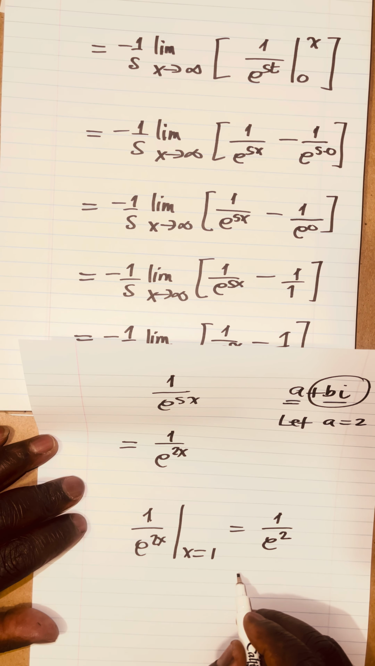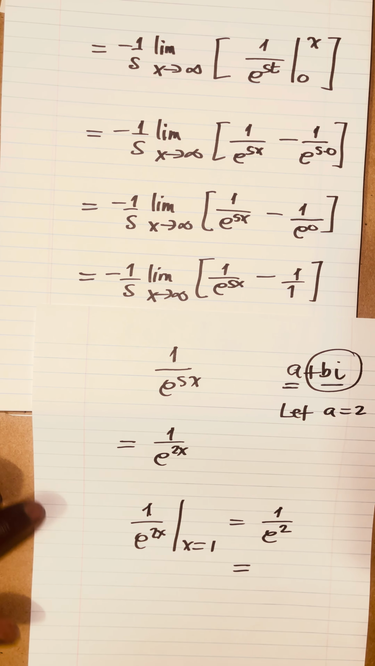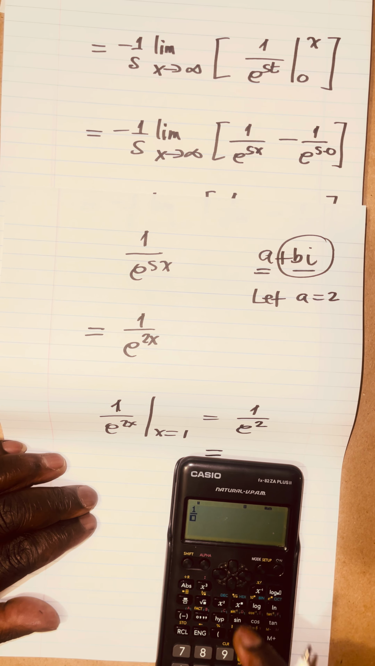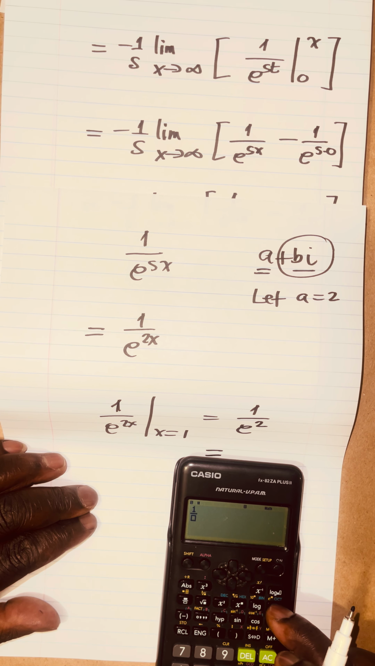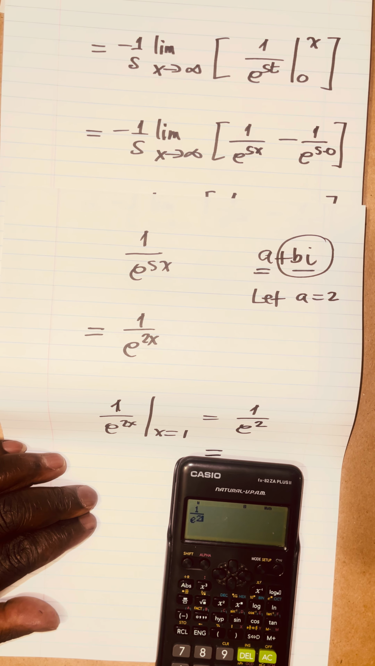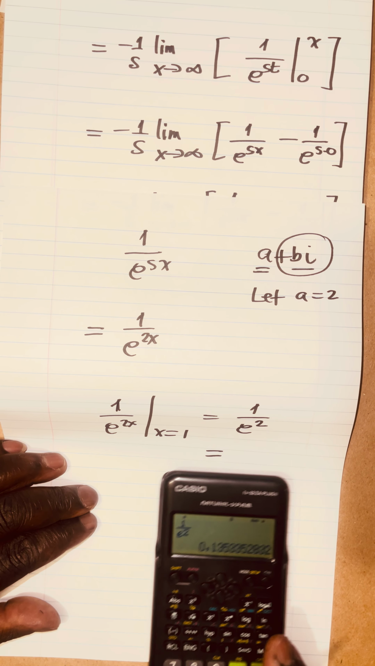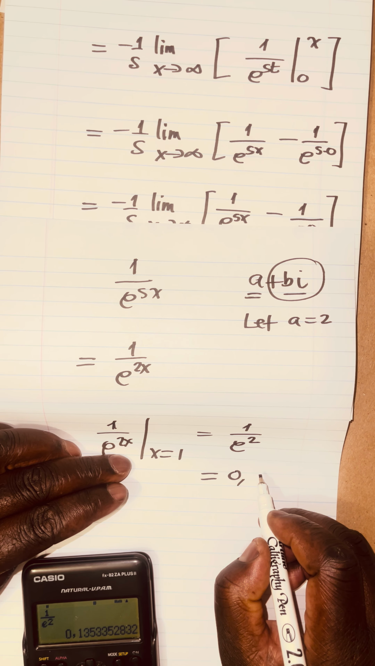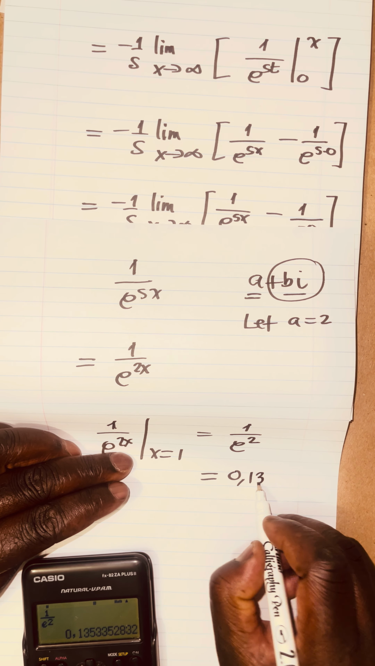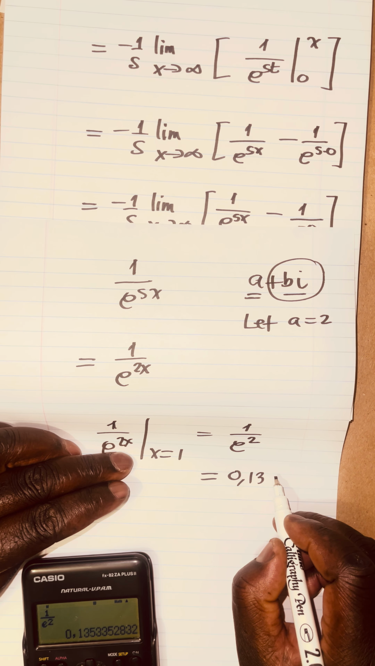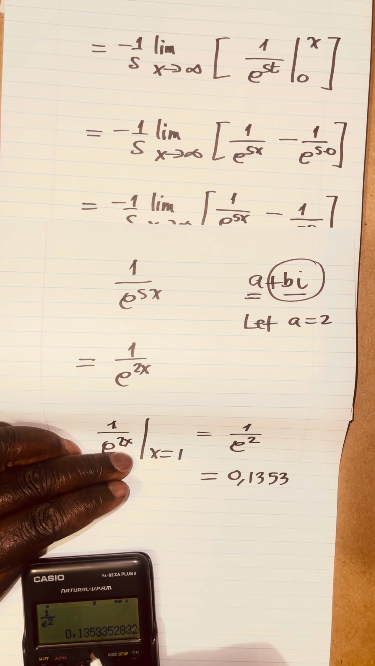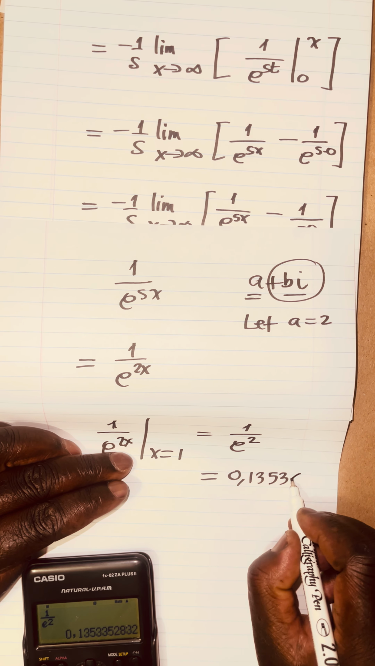And what is this equal to? I have a calculator with me here. So it's going to be 1 all over e to the power 2. The calculator says 0.135. I'm going to take maybe 5 decimal places: 0.13534. The fifth digit must be rounded off to 4.